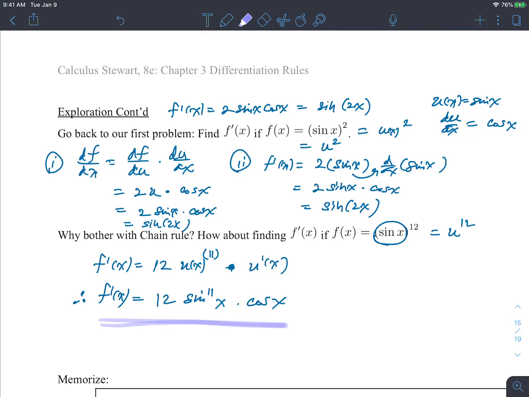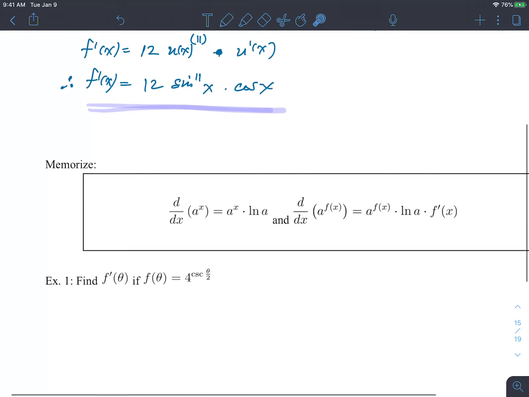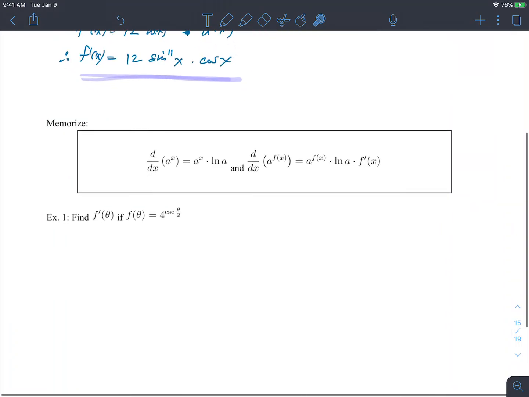So the length that it takes you to do using chain rule of the sine of x to the 12th power is about the same as sine of x to the 2nd power, because in terms of its structure, it's like the same thing, right? So what I'm trying to do is, there's a second set of ideas we're learning today, which is to find the derivative of the exponents, right?